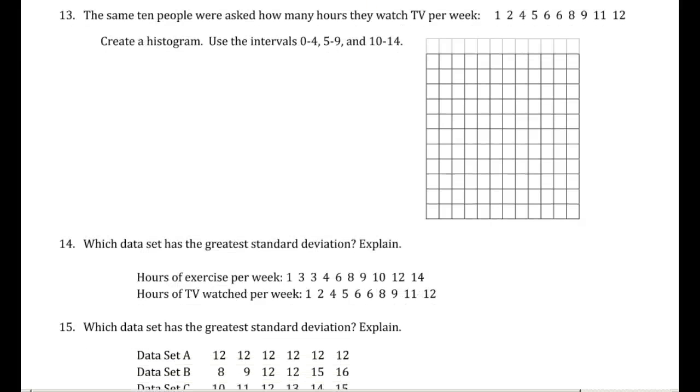13, we got to do a histogram. And they give us the intervals. There's only 3 of them. We have some space here. We have 12 squares, so I'm going to break them up into groups of 4. In order, 0 to 4, 5 to 9, and 10 to 14. So if we had like 5 intervals, I'd only do 2. I want to keep them as even as possible. Use as much of the graph as possible as well.